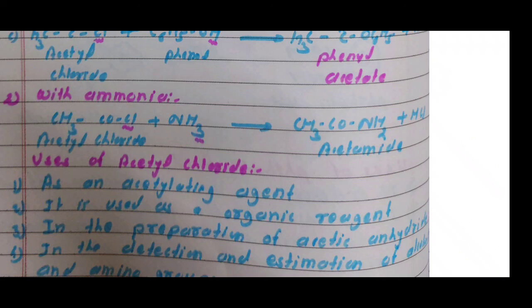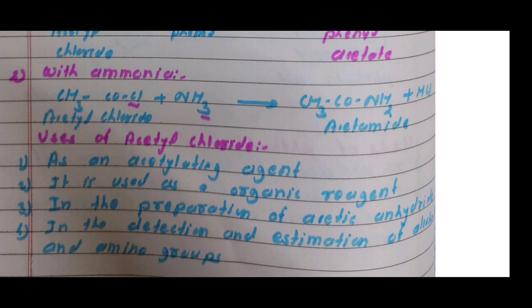The first use of acetyl chloride is as an acetylating agent. Mainly acetyl chloride is used as an acetylating agent. The second, it is an important organic reagent. The third one, in the preparation of acetic anhydride, by using acetyl chloride we can form acetic anhydride. And the last use of acetyl chloride is in the detection and estimation of alcoholic and amino groups.